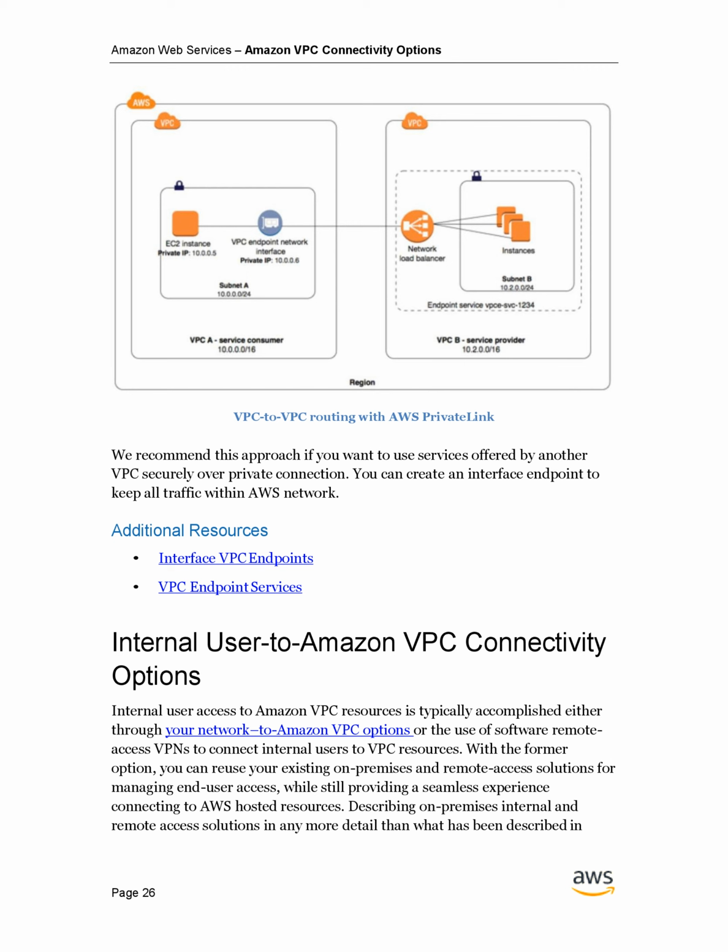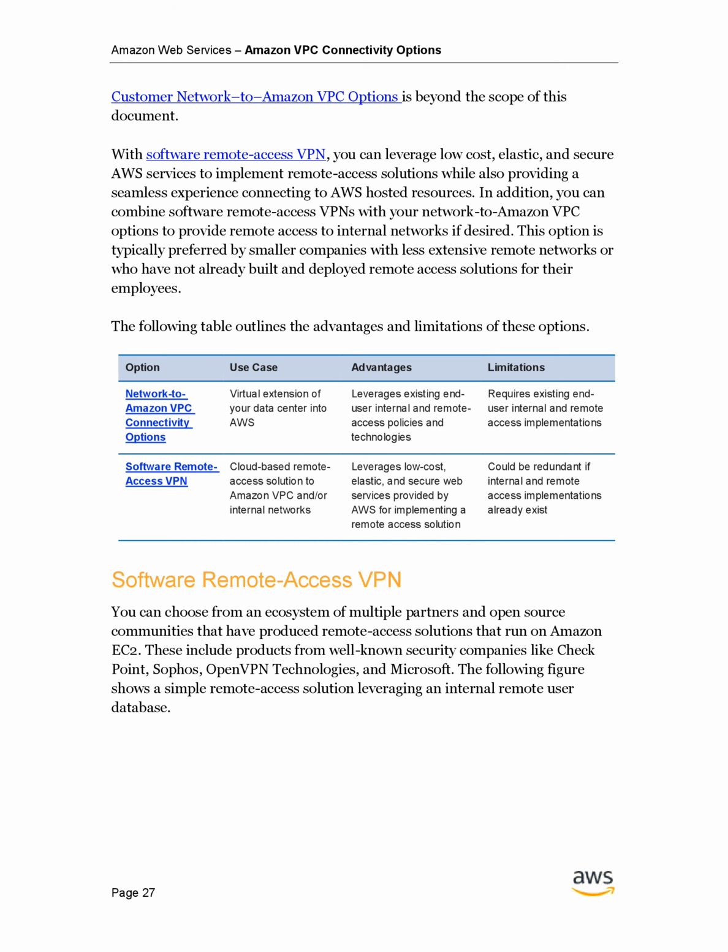Options: internal user access to Amazon VPC resources is typically accomplished either through your network to Amazon VPC options or the use of software remote-access VPNs to connect internal users to VPC resources. With the former option, you can reuse your existing on-premises and remote access solutions for managing end-user access, while still providing a seamless experience connecting to AWS-hosted resources. Describing on-premises internal and remote access solutions in any more detail than what has been described in Customer Network to Amazon VPC Options is beyond the scope of this document.